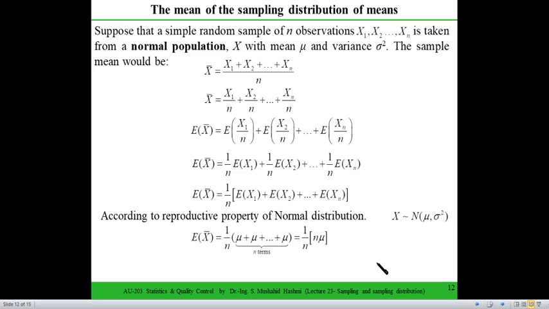So each sample from the same population would have the same mean value. The mean value of the first sample, the second sample, and the nth sample would be mu. So if you take the sum, it would be n times mu divided by n, then n and n cancel out. So we have theoretically also seen that the mean of the sample mean is actually the population mean, which is mu.